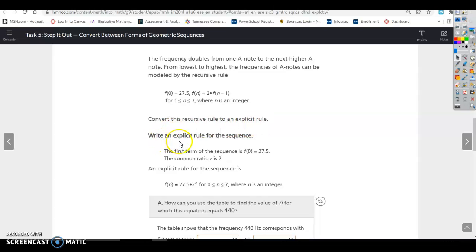All right, so it says write an explicit rule for the sequence. So your first term of the sequence is f of 0 equals 27.5, and the common ratio r is 2. So an explicit rule for this sequence would be 27.5 times 2 raised to the n power. And this would be for all n from 0 to 7. So you can see that these are a little bit different. For the recursive rule, they're going from 1 to 7, and the explicit rule is using all of them from 0 to 7. Okay?